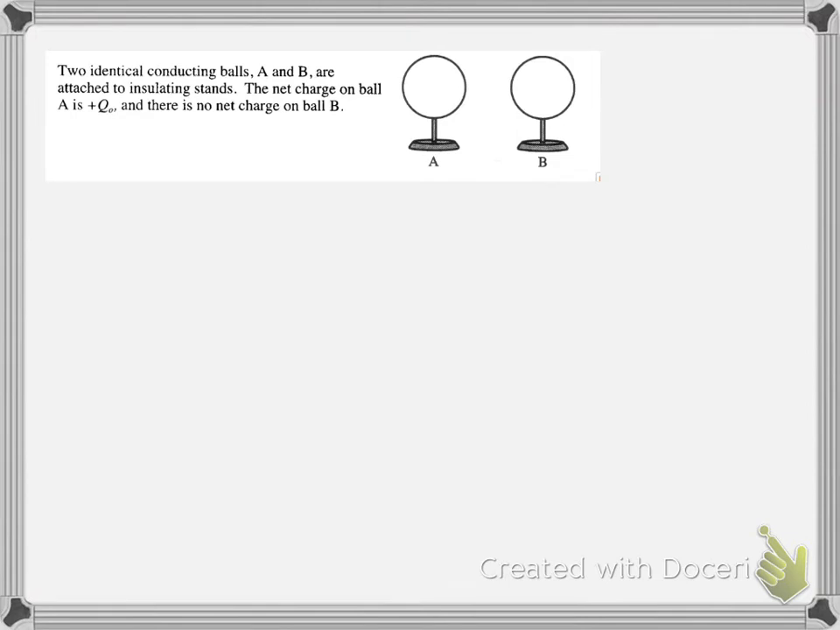So if I have two identical conducting balls, made of a conducting material, say metal, A and B, and they're attached to insulating stands. That just means that any charges are going to stay on the sphere. The net charge on ball A is positive Q0. That just means it is positively charged, and there's no net charge on ball B.